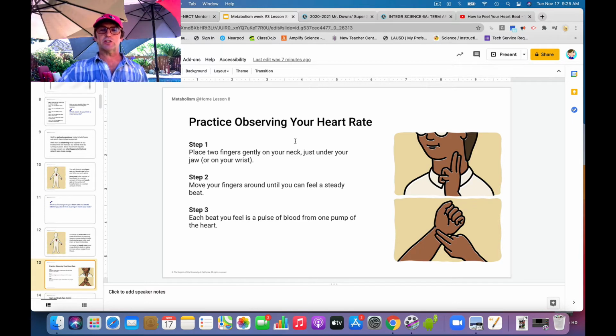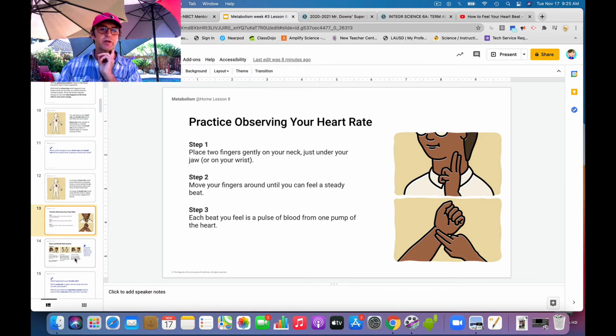So this is just giving you what she said in the video. Step 1, place 2 fingers gently on your neck, just under your jaw, or on your wrist. You can do your wrist. I think the neck is better myself. Move your fingers around until you can feel a steady beat. Each beat you will feel is a pulse of blood from one pump of the heart. Isn't that amazing? So you can actually sense what the heart is doing.